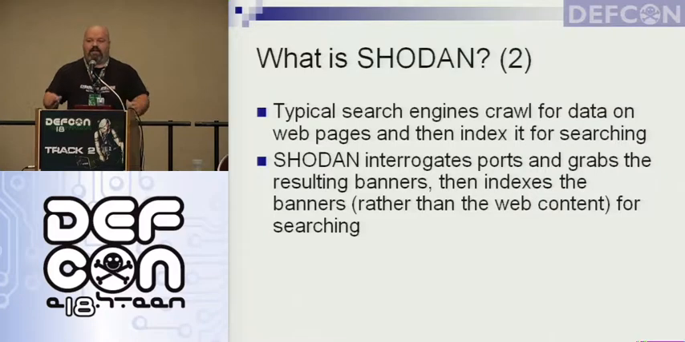SHODAN, on the other hand, interrogates ports, so it interrogates port 80 of a particular server, and it grabs the banner. So we're not talking about the data on the web page, we're actually talking about the banner. So whatever HTTP status code you get, and then the banner, so IIS 5.0 or 6.0, whatever software is running, version number, etc. And then it indexes the banners rather than the web content for searching. So we have a search engine of banners and not of content.